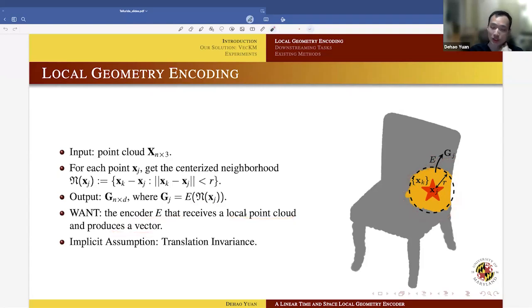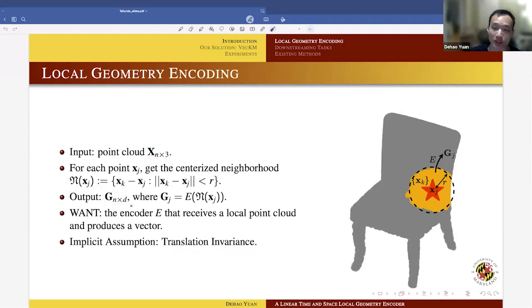Here we have an implicit assumption, which is translation invariance. It means that if the whole point cloud is translated, the output G would be the same. This is easy to see, because if you translate the entire point cloud, the centerized neighborhood doesn't change, so the local geometry encoding is translation invariant. That's the problem definition: we receive an input point cloud n by 3 and output the local geometry encoding n by d.